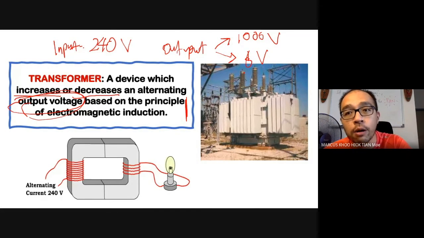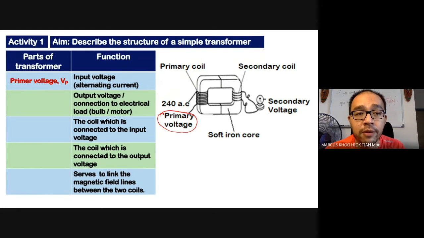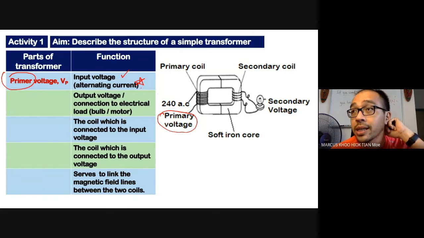So let's take a look at the components inside a simple transformer. You first have the primer voltage or the primary voltage, depending on the book, the same thing, but it is the input voltage. And I want you to make a star over here, to write down that it must be alternating current. Why? In a little while I'll explain. The transformer can only work if it is alternating current. It cannot work on direct current.